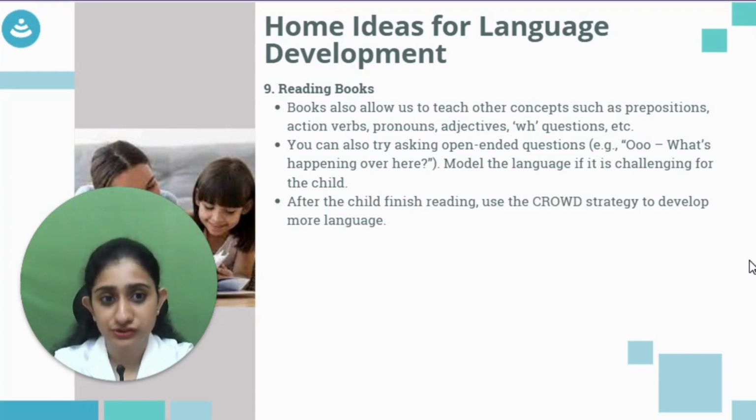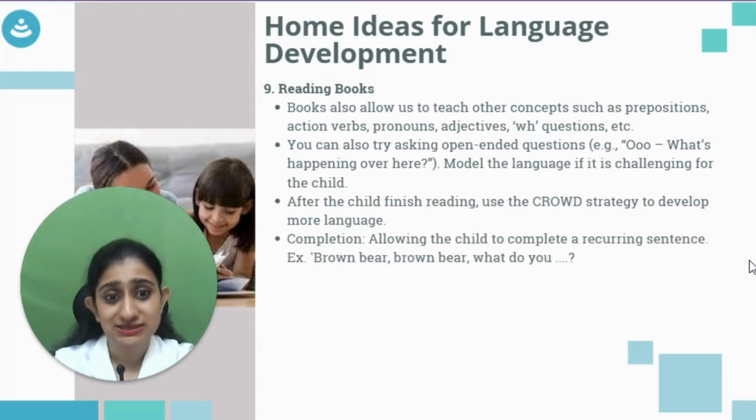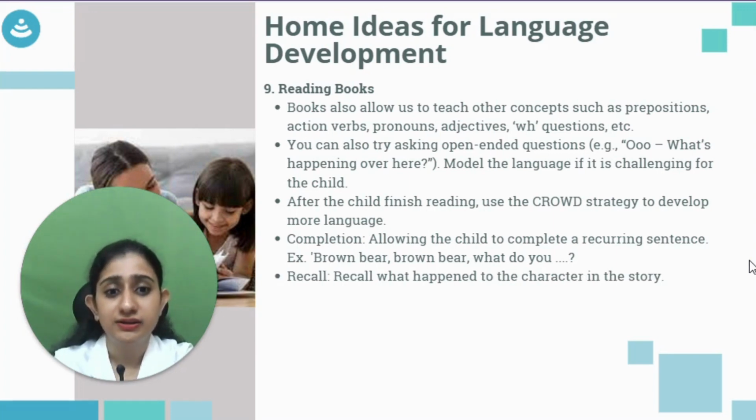After the child finishes reading, use the CROWD strategy to develop more language. That is, C for completion: allowing the child to complete a recurring sentence. Example, Brown bear, what do you...? So you pause and let the child finish it. R is for recall. Recall what happened to the character in the story.